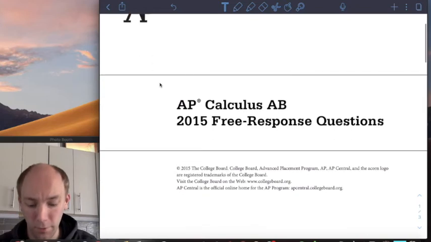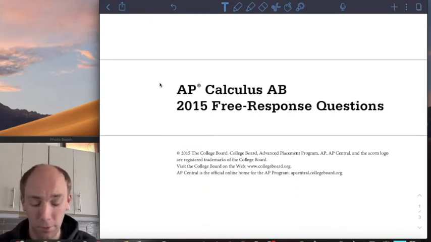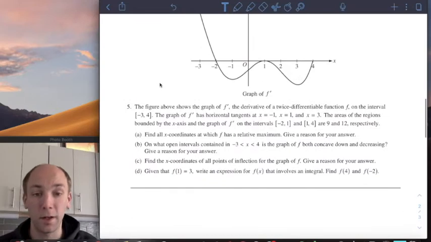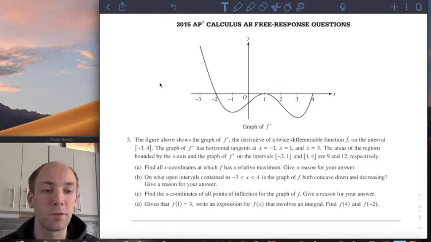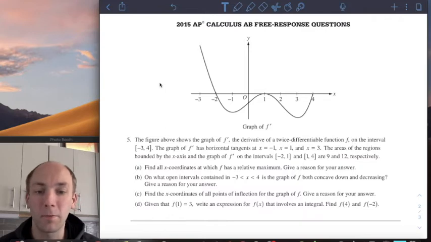2015 AP Calculus Free Response question number 5. The figure above shows the graph of f prime, the derivative of a twice differentiable function f on the interval -3 to 4. The graph of f prime has horizontal tangents at x equals -1, x equals 1, and x equals 3. The areas of the regions bounded by the x-axis and the graph of f prime on the intervals -2 to 1 and 1 to 4 are 9 and 12 respectively.